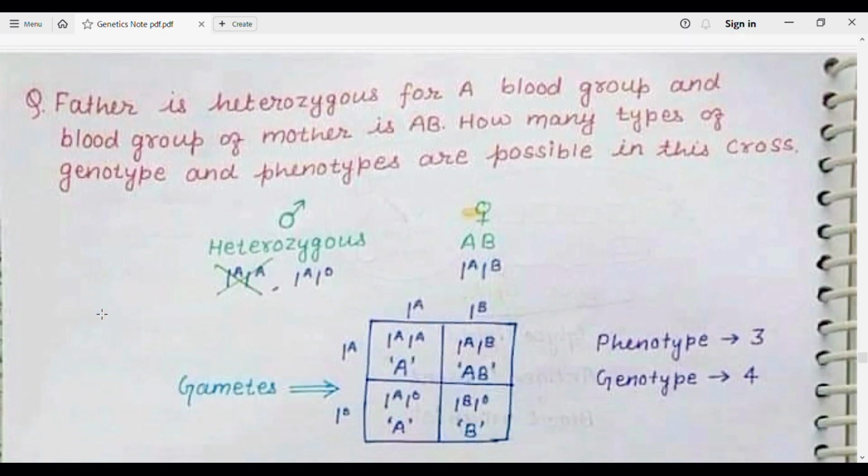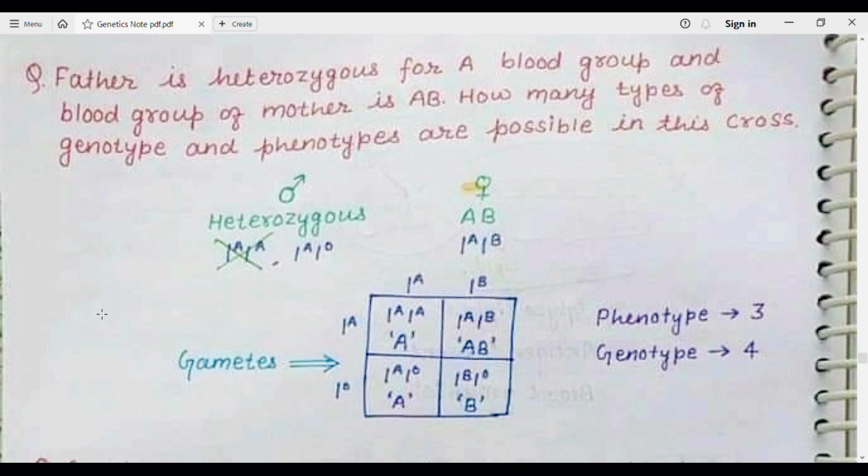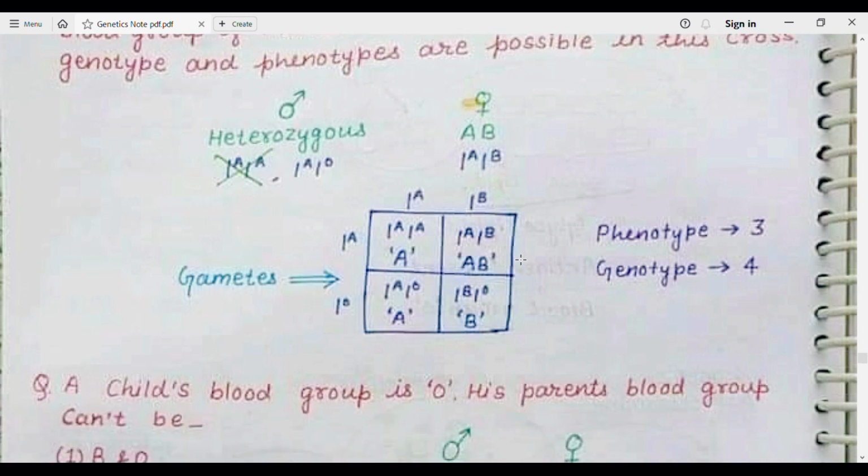Father is heterozygous for A blood group and the blood group of the mother is AB. How many types of genotype and phenotype are possible in this cross? We take the example of the father, who is heterozygous with blood group A. So the genotype of the father is IA IO, and the mother's genotype is IA IB. You can see in the Punnett square, or the checkerboard, that it has three phenotypes: blood group A, blood group AB, and blood group B. And it has four genotypes.